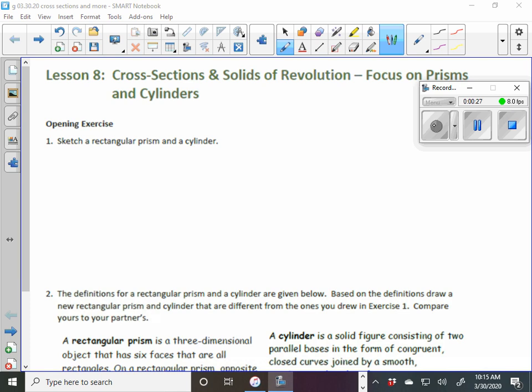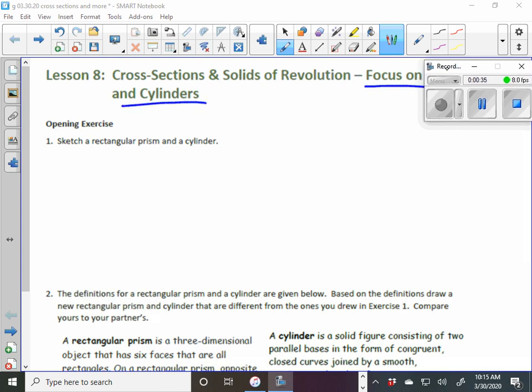So, cross sections and solids of revolutions focus on prisms and cylinders. They start out and they say sketch a rectangular prism and a cylinder. I think that's always a good idea, you guys. When I sketch these, I start out with a rectangular prism. I start out simply just drawing a rectangle that I'm working with. Okay, it probably should try to be neat, but that's the front face. I then, up to the right and off to the side, draw the back edges.